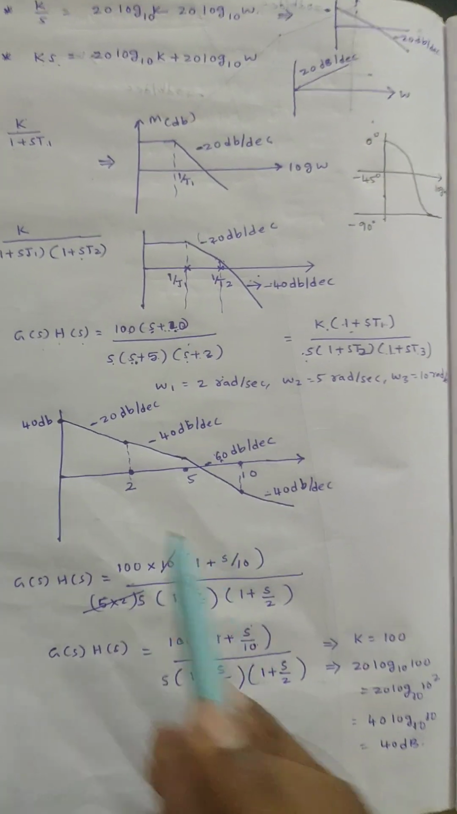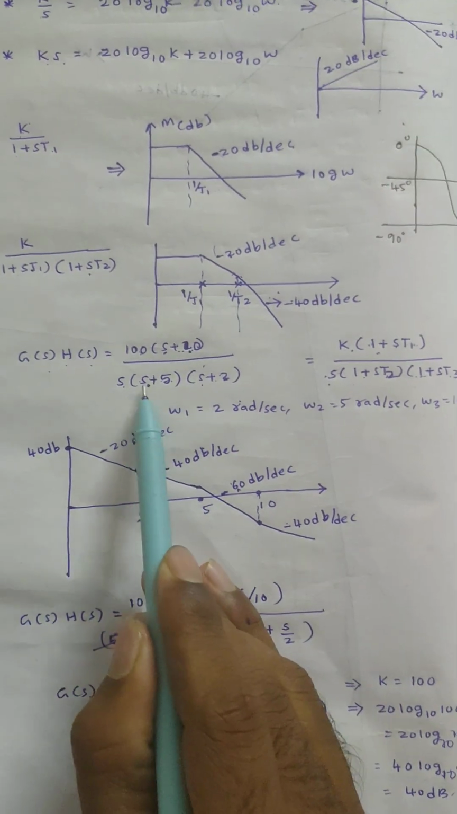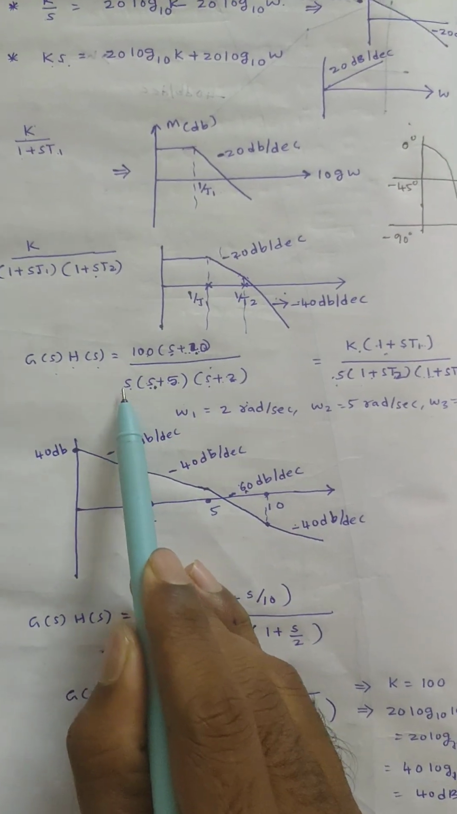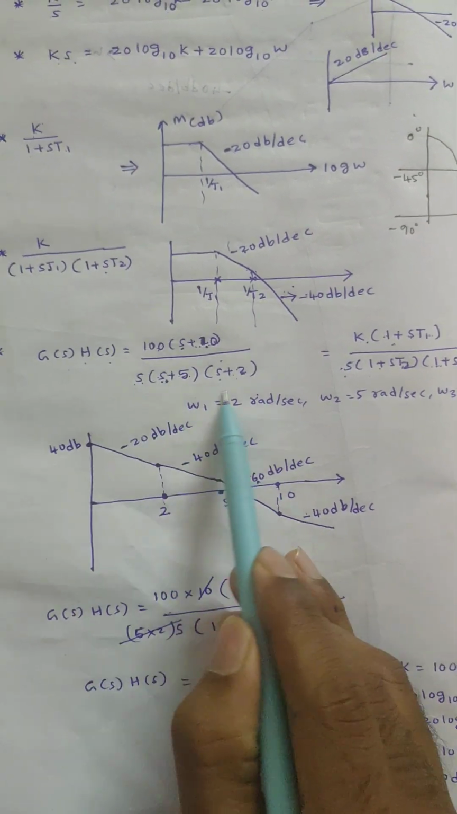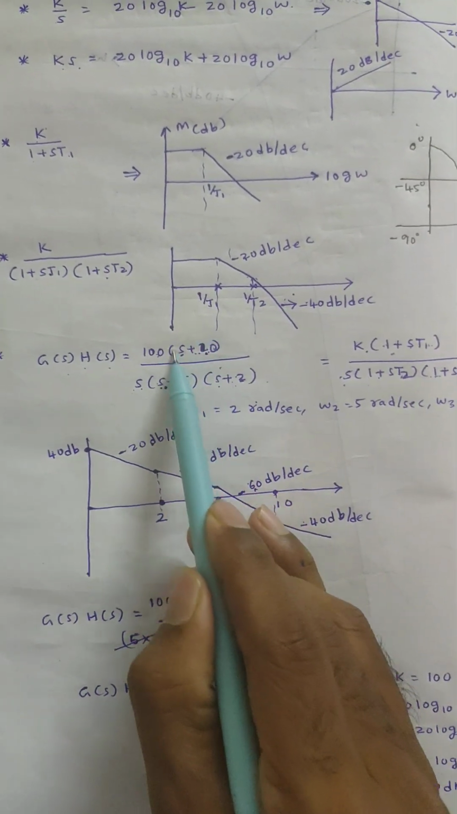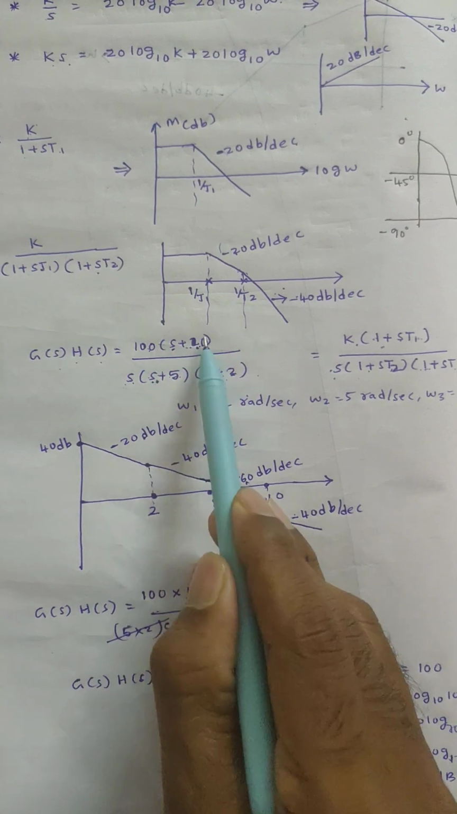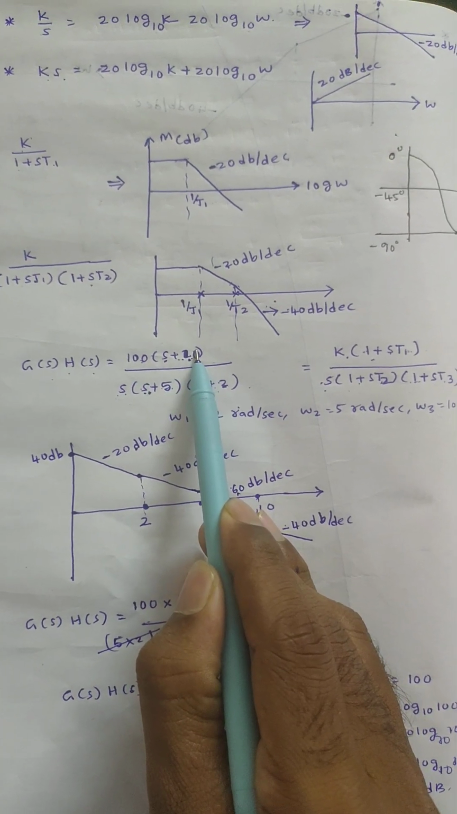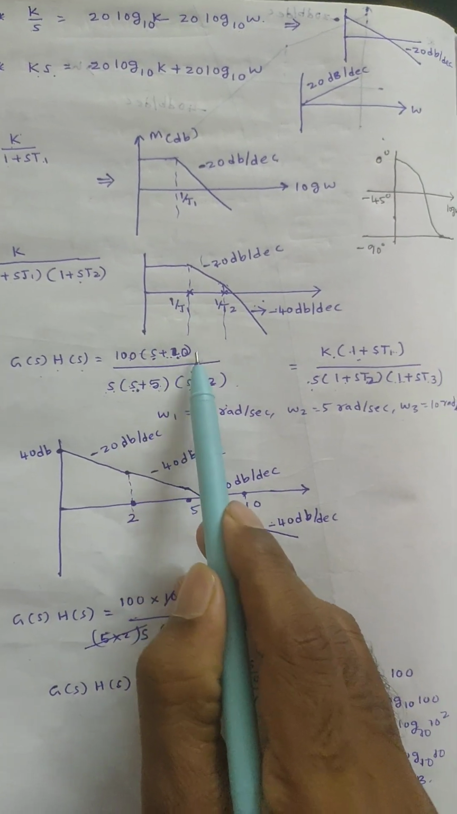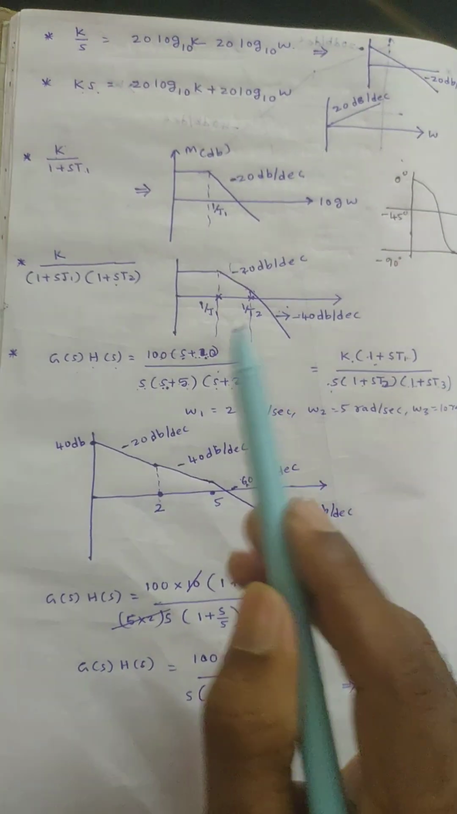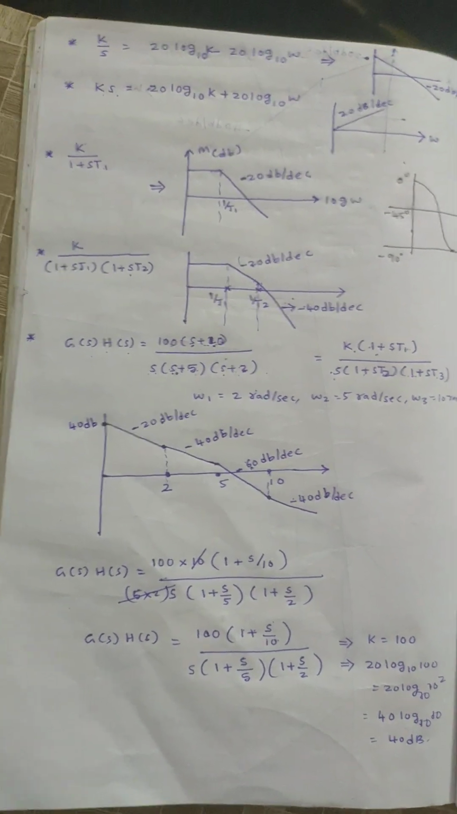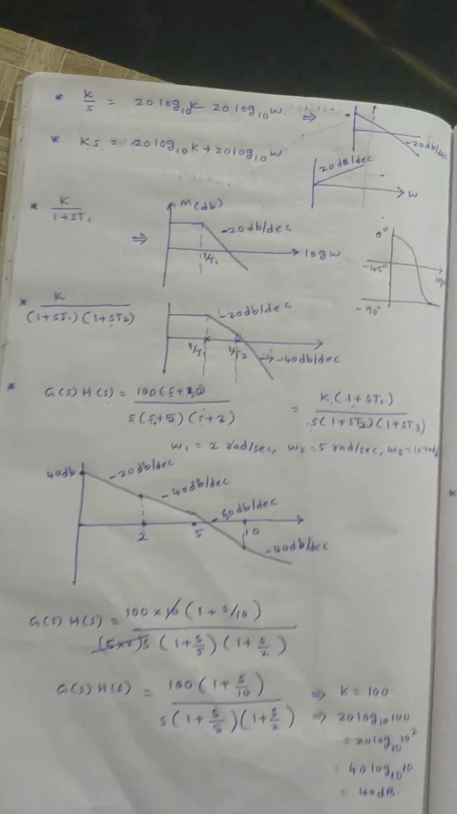For checking purpose, now see here, 3 poles are present. Each pole has minus 20, minus 20, minus 20, total minus 60 dB per decade. Only one zero, then plus 20. Minus 60 plus 20, the final resultant value will be minus 40 dB per decade. In this way we can check this value and plot the Bode plot.